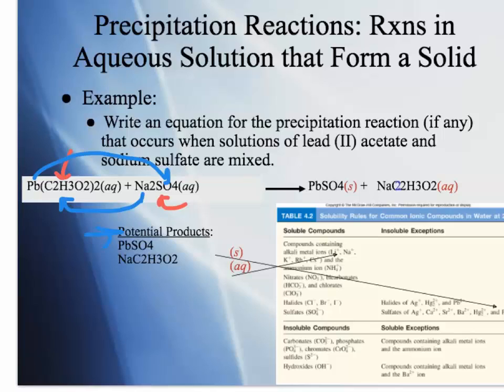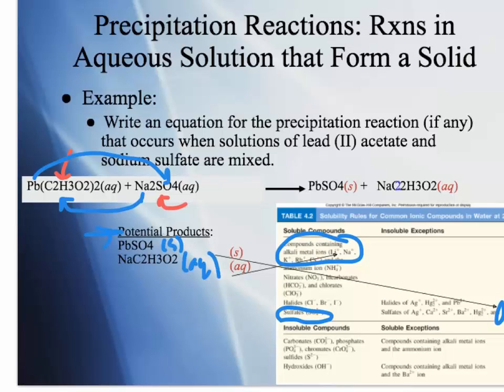So again, we have to look at our solubility chart. Sulfates are generally soluble except if they're hooked up with lead, so this one is going to be solid. So we are going to have a solid in this reaction. Now let's see if we're going to have 2 solids. Sodium acetate is part of the alkali metals, and so they are always going to be soluble, and so this one is going to be (aq).